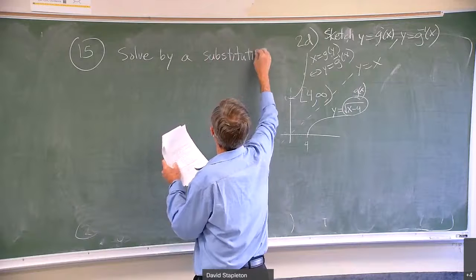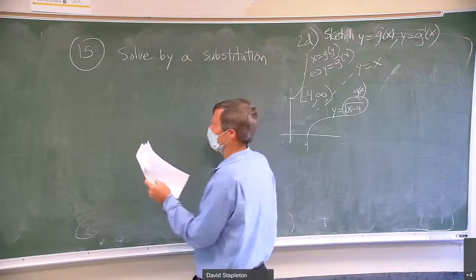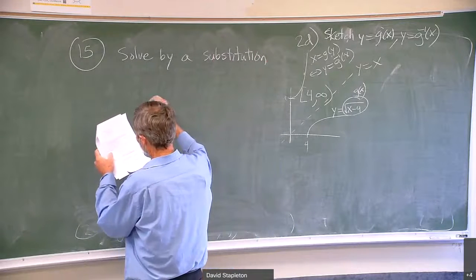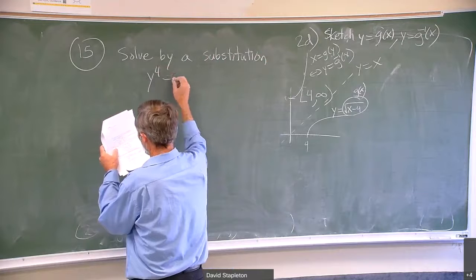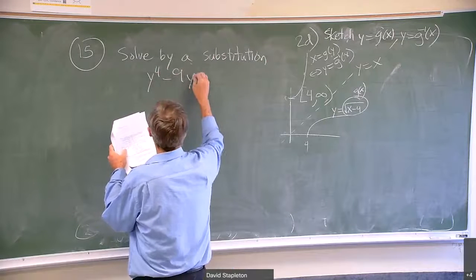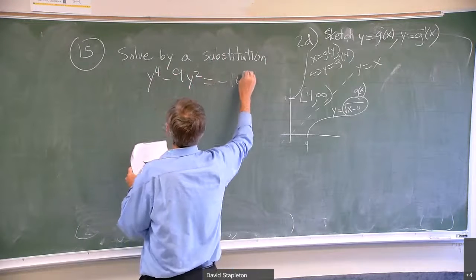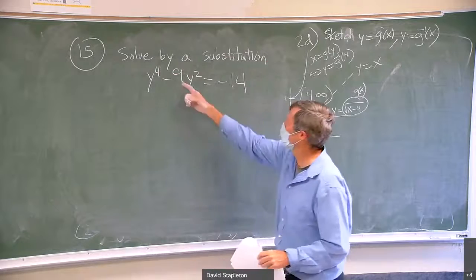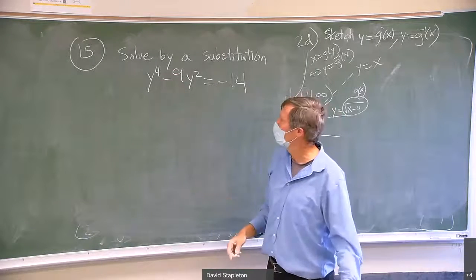But this kind of thing comes up on your ACT and so forth. This will raise your score, hopefully. They like to do this one. y to the 4th minus 9y squared equals minus 14. How can I solve that? We didn't do 4th degree equations, right?